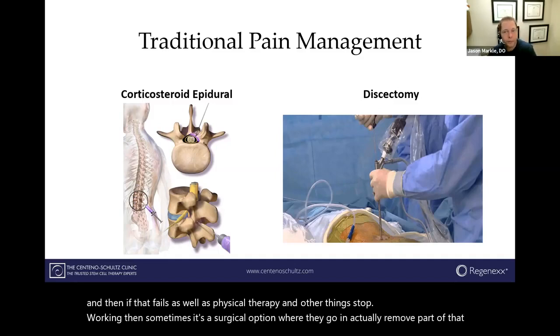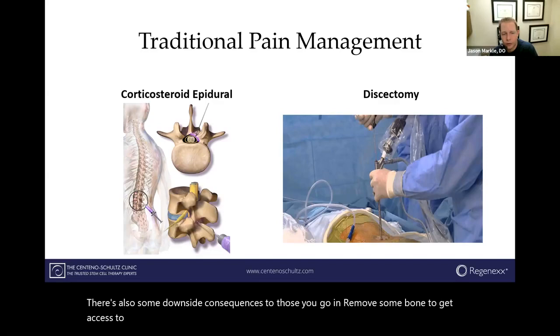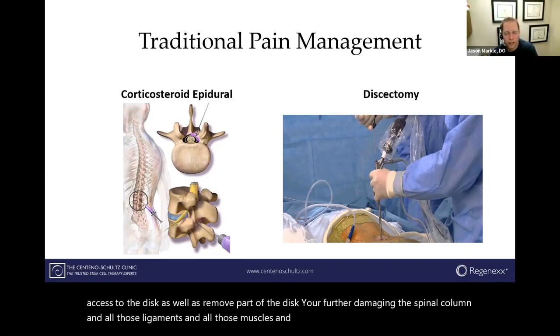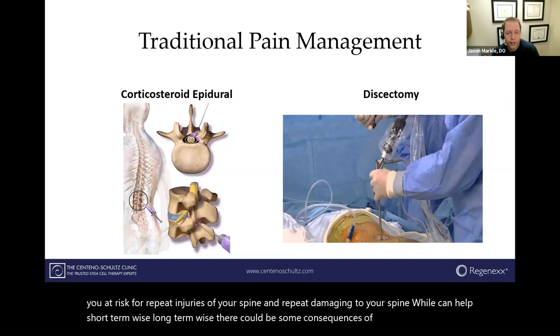Now, there are also some downside consequences to those. You go in, remove some bone to get access to the disc, as well as remove part of the disc, you're further damaging the spinal column and all those ligaments and muscles and the disc itself. So long-term, it puts you at risk for repeat injuries of your spine. While it can help short-term, there could be some consequences from a traditional medicine option.